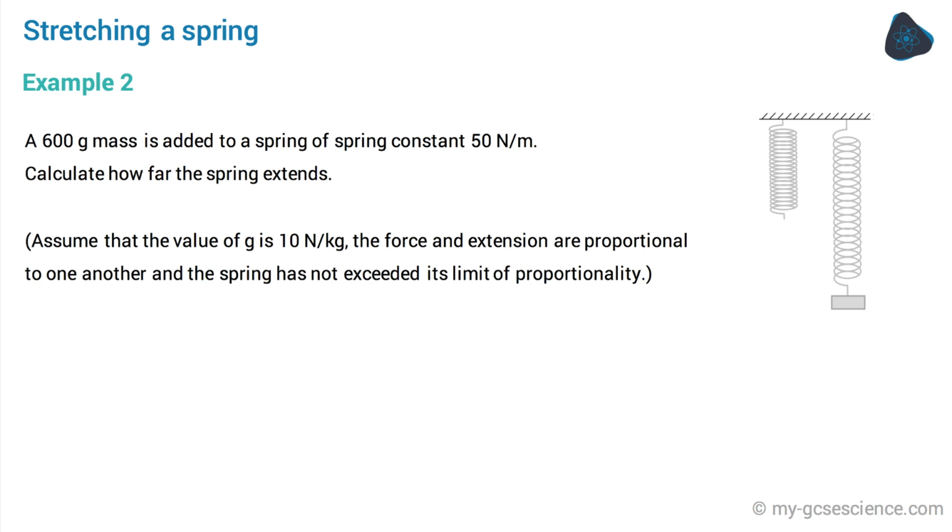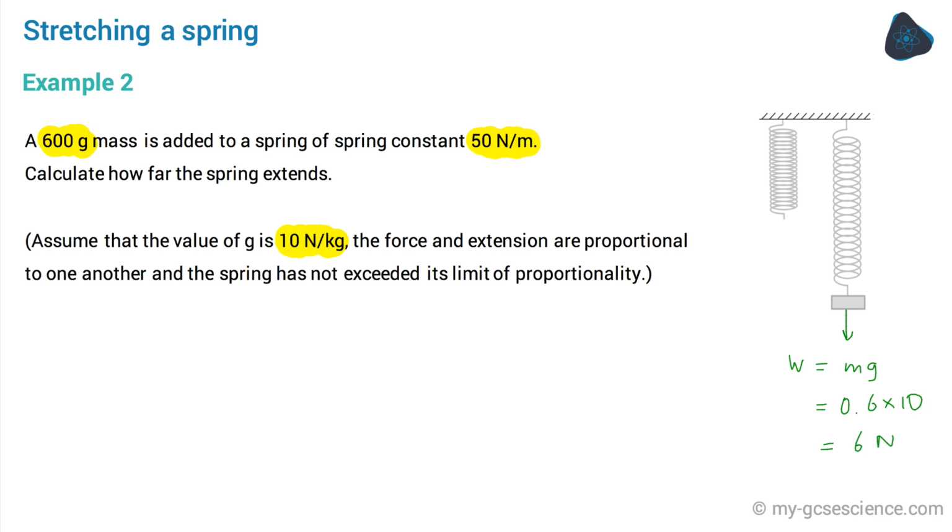Our second example here is just a touch more complicated. Again, starting by highlighting the key information, the mass is 600 grams. The spring constant this time is 50 newtons per meter, and we've been given a value for g, the gravitational field strength, of 10 newtons per kilogram. So how do we go forward? To start this one off, we remember from our gravity video that the weight exerted due to the mass is given by W equals mg. Converting the mass into kilograms, that gives 0.6 times 10, which gives a weight of 6 newtons.